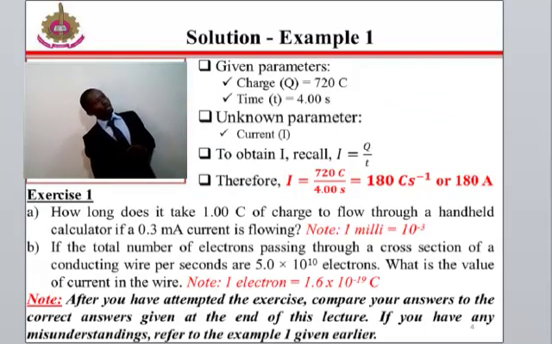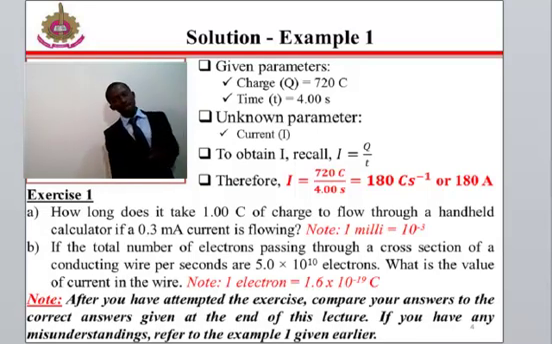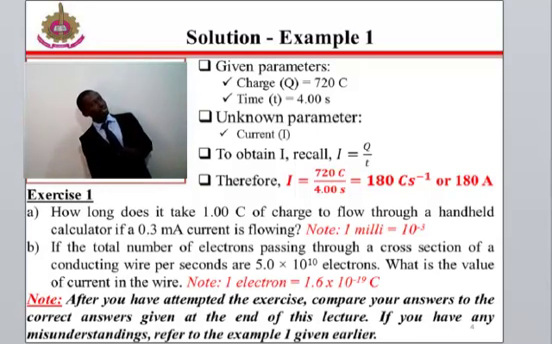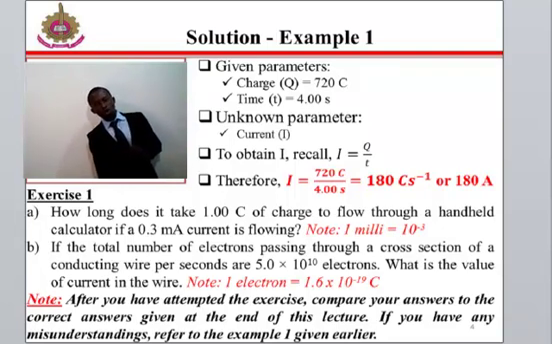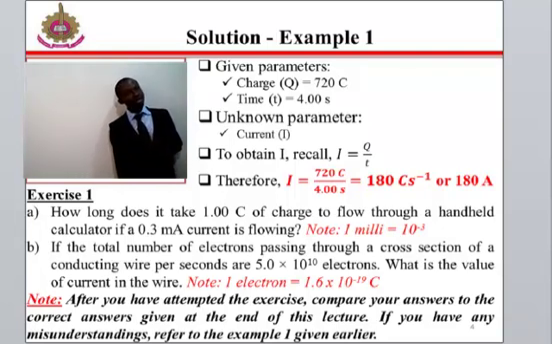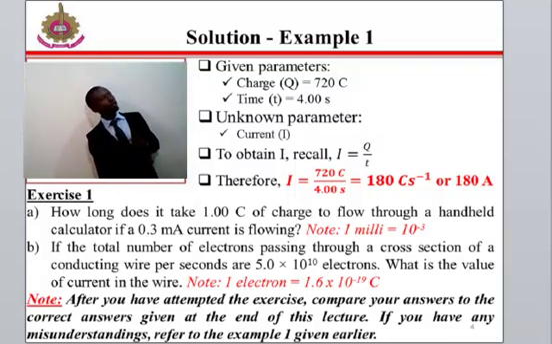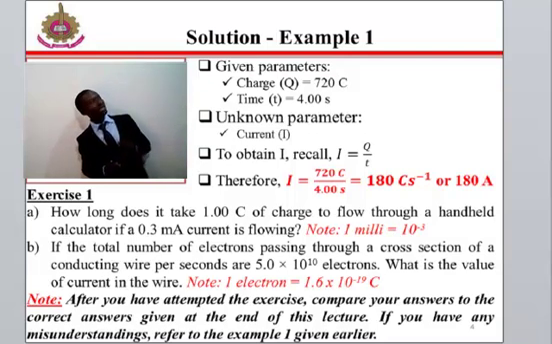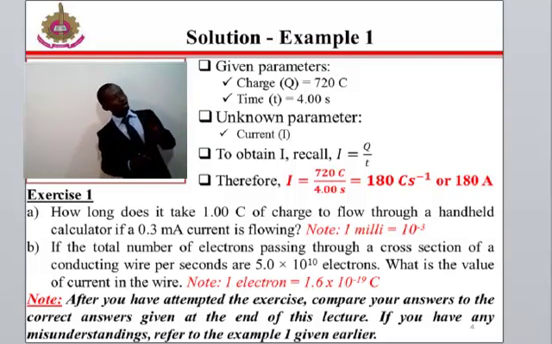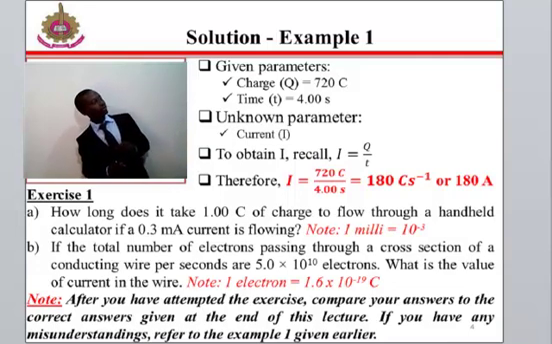Solution. In example 1, the given parameters are charge Q, which is equal to 720 coulombs, and time T, which is equal to 4.00 seconds. From the question, the unknown parameter is current I. In order to obtain I, because current I is equal to charge Q divided by time T, therefore I equals 720 coulombs divided by 4.00 seconds, which is equal to 180 coulombs per second, or simply 180 ampere, since current is measured in ampere.